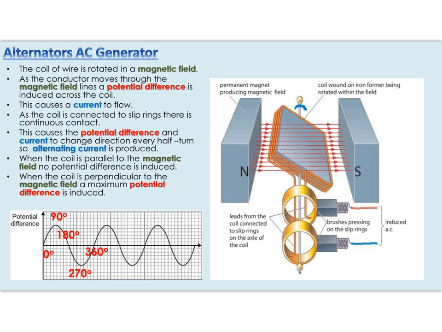So an application of electromagnetic induction are alternators or AC generators. We've got a diagram of an alternator or an AC generator over here, and we've also got the output in terms of potential difference graph with regards to time. So how do they work?